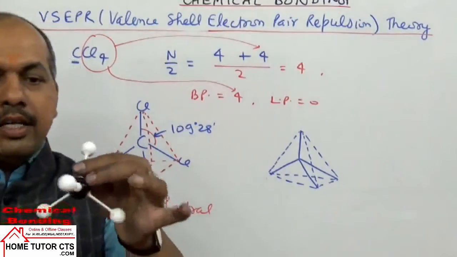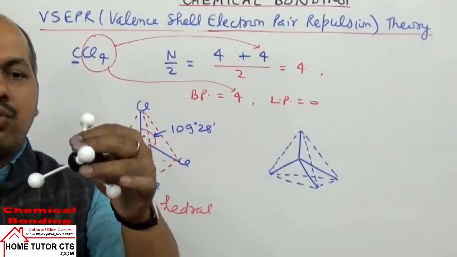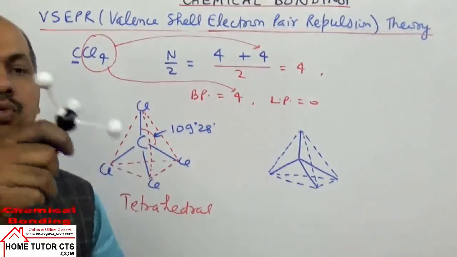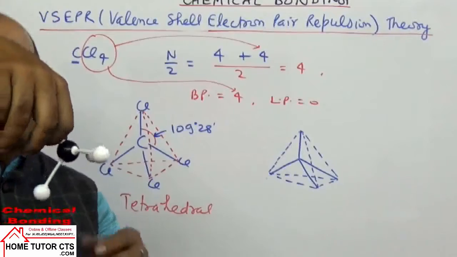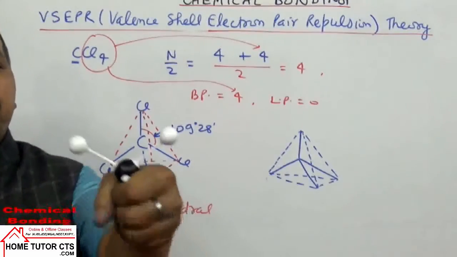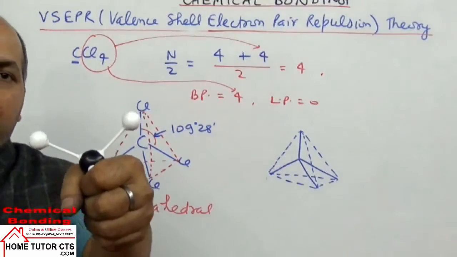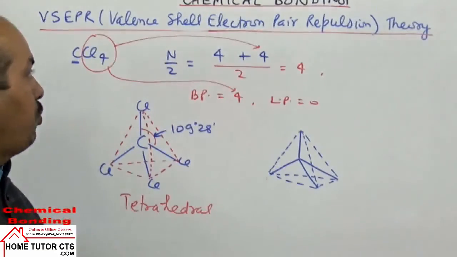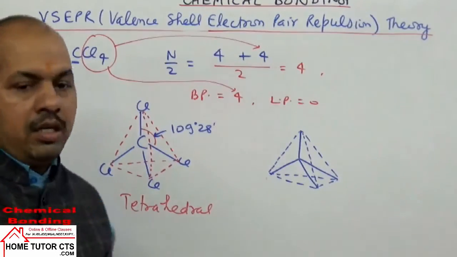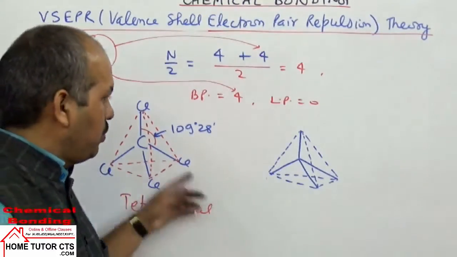Now in this geometry, I'll show you we can have three possibilities. What if we have one lone pair? What shape remaining becomes pyramidal? If you have two lone pairs, what shape remaining becomes angular or bent shape? So we will have three possibilities for this tetrahedral geometry that we'll be discussing now.